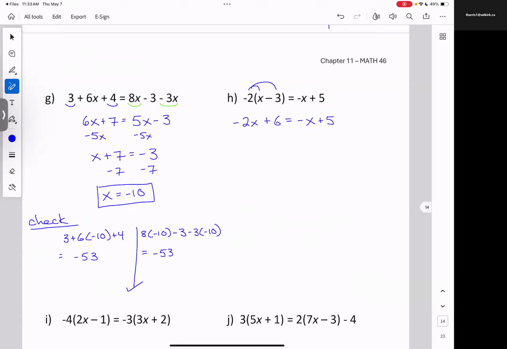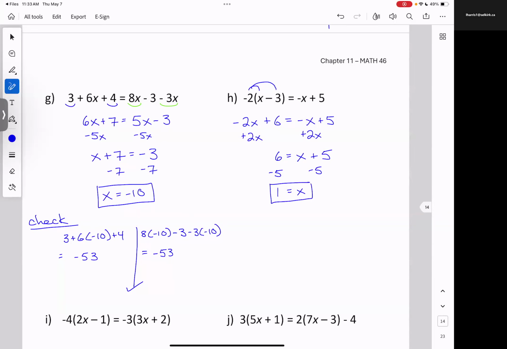And now we want to collect our like terms. Just to avoid the negatives, I'm going to add 2x to both sides. You don't have to do it this way, but if you do, then you'll end up with a positive x, which is kind of nice. And then I'm going to subtract 5 from both sides, leaving me with x equals 1.